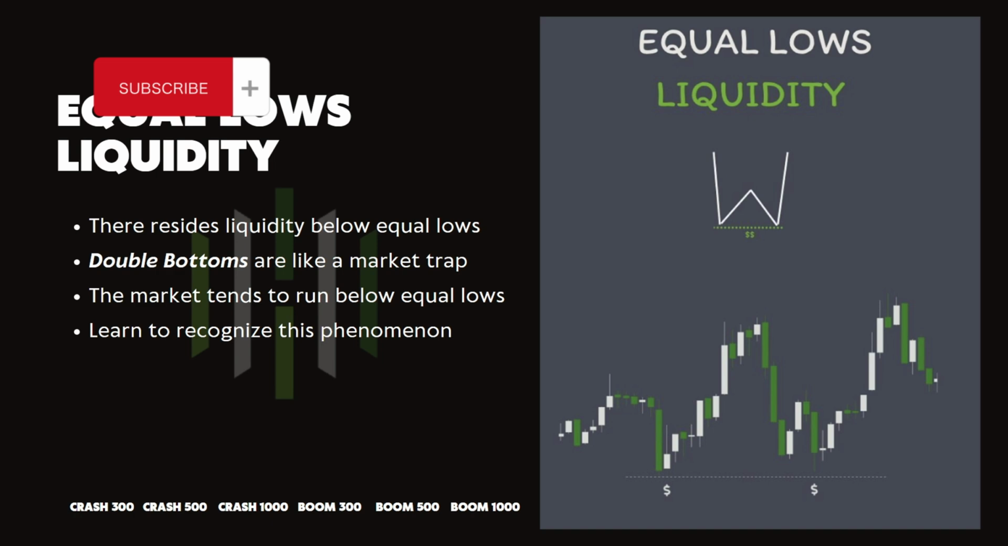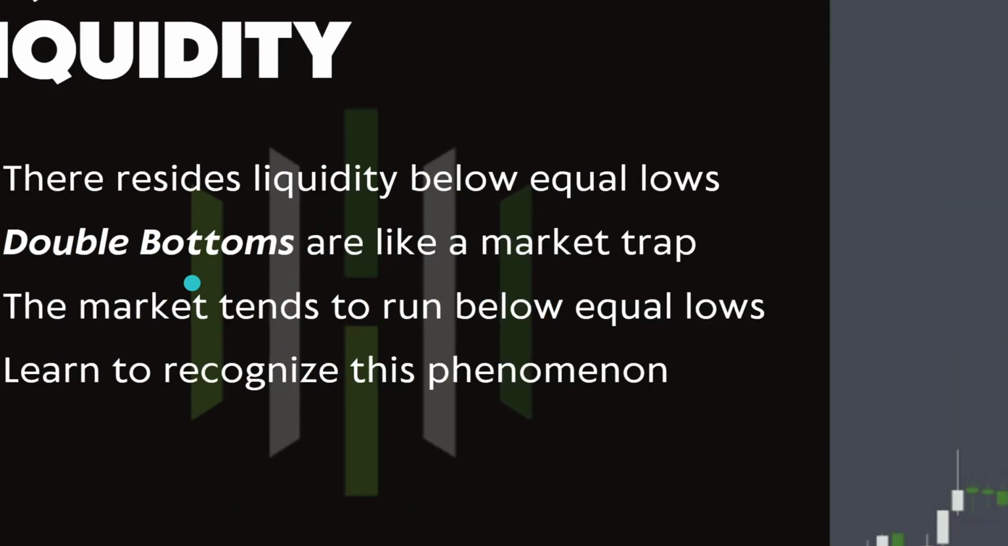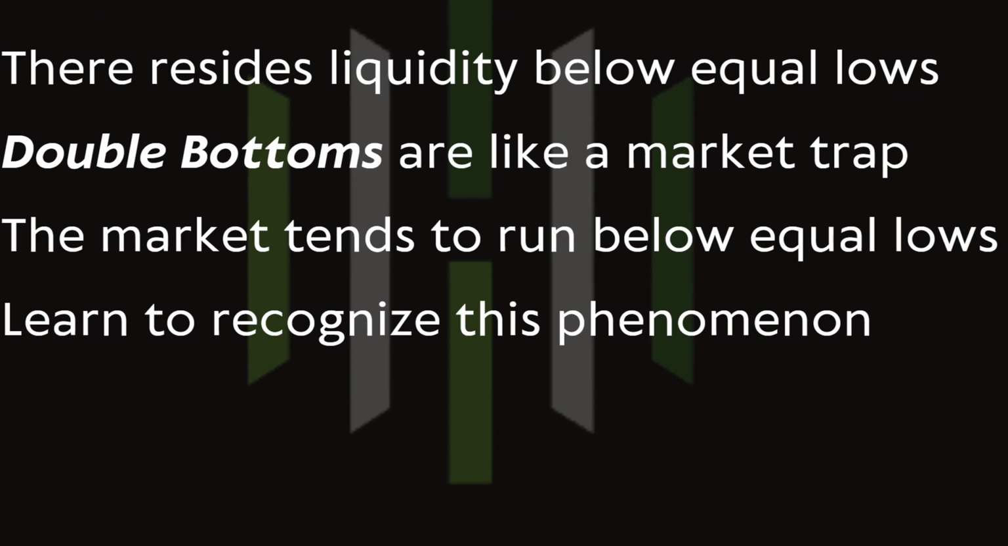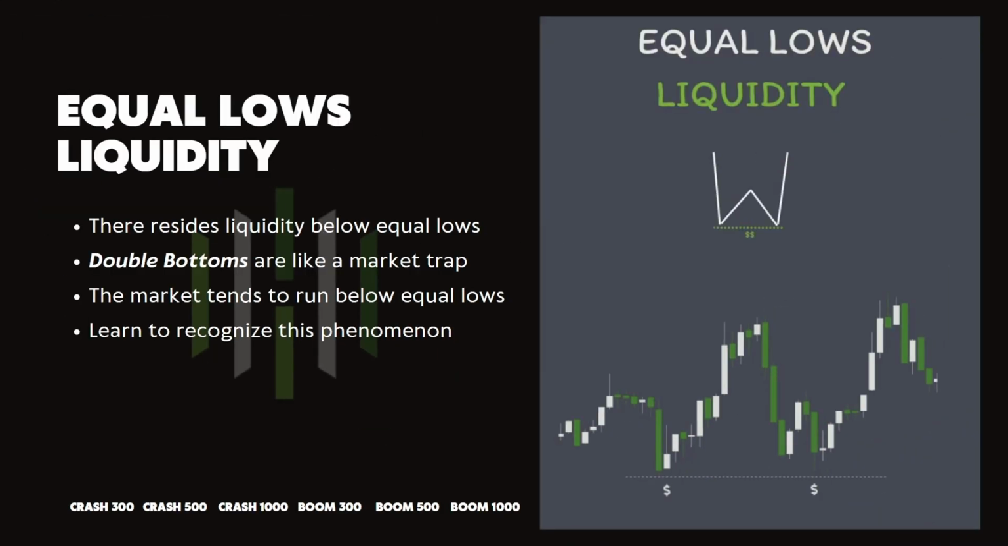They exist in every trading instrument, right? At the moment, we'll be focusing only on boom and crash. In boom and crash, there resides liquidity below equal lows, and most of the time these equal lows are double bottoms and triple bottoms. These double bottoms and triple bottoms are like a market trap sometimes. So the market tends to run below equal lows, and you need to be able to recognize this phenomenon before and after it happens. That's what I'll be training your eyes to see.